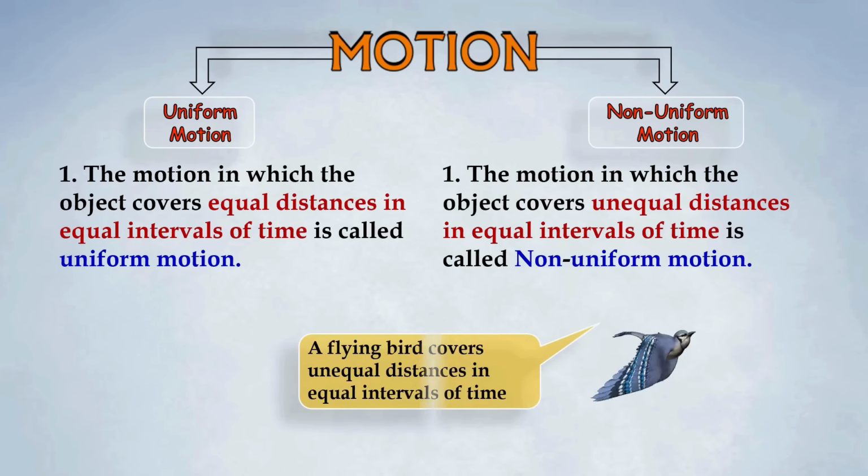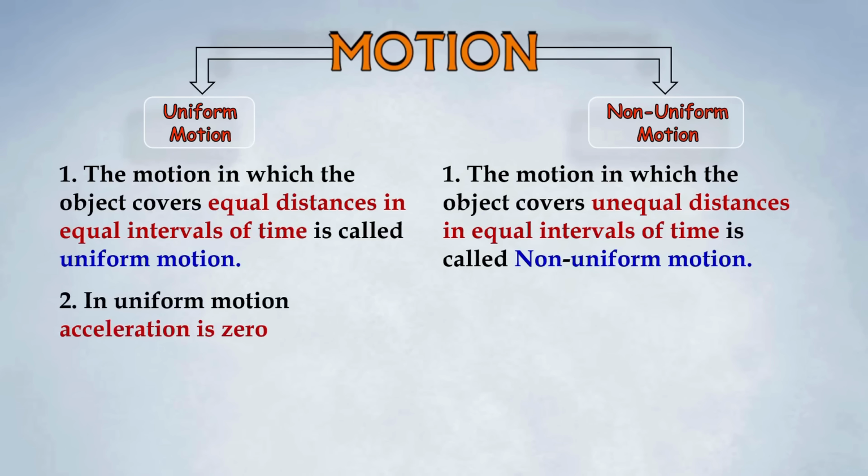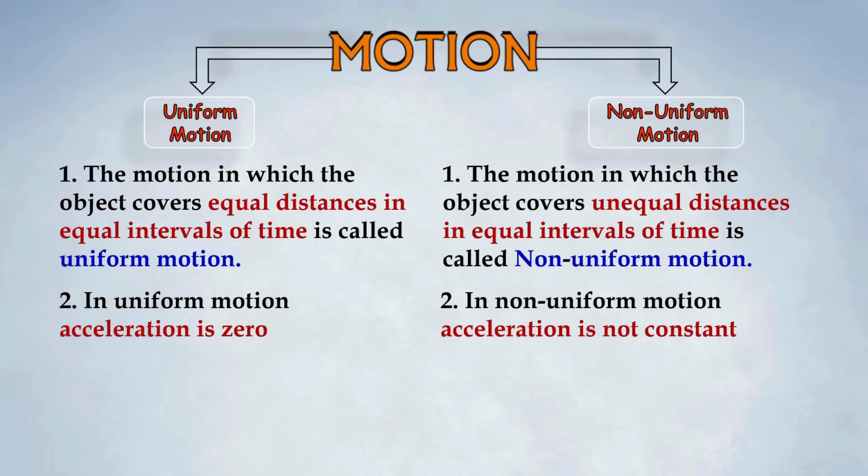Non-uniform motion. Non-uniform motion is the motion in which an object covers unequal distances in equal intervals of time. This means that the speed of the object keeps changing. For example, a flying bird does not cover the same distance every second, so its motion is non-uniform. In non-uniform motion, the acceleration is not constant because the speed changes continuously.